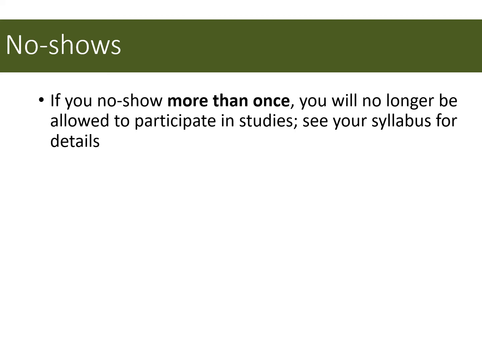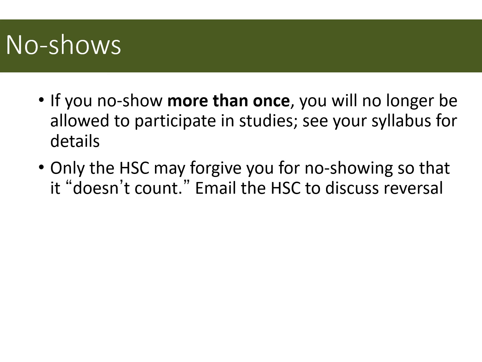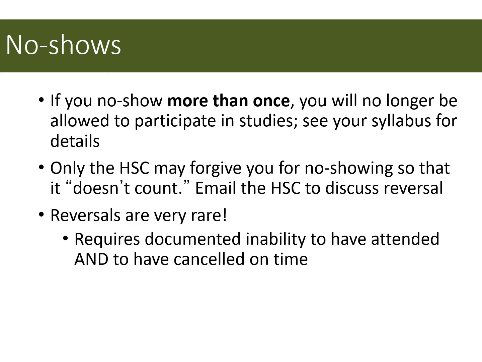And then if you have a no-show and you get another no-show, so you have more than one no-show, you will no longer be allowed to participate in research studies to fulfill your requirement. Instead, you'll have to participate in the alternative assignment. Only the human subjects coordinator may forgive you for no-showing so that it doesn't count. You need to email the human subjects coordinator to discuss this reversal. Reversals are very rare and require a documented inability to have attended and to have canceled on time.